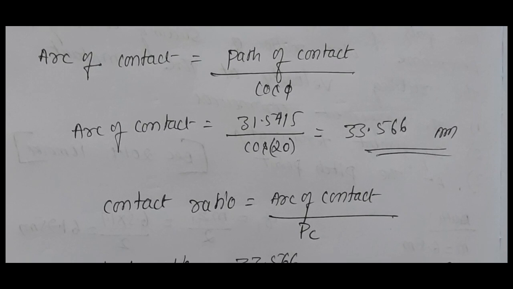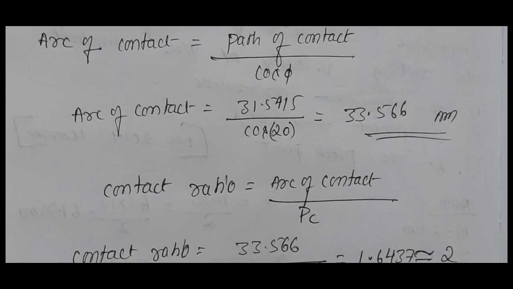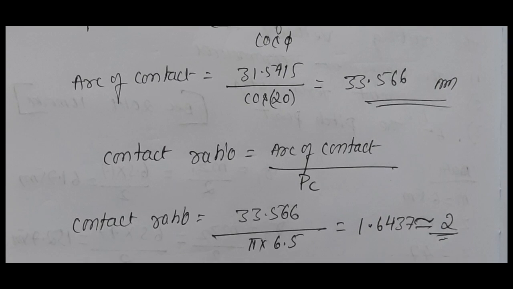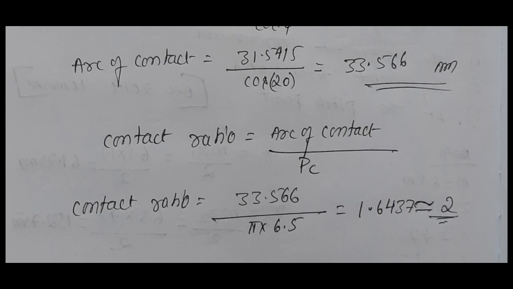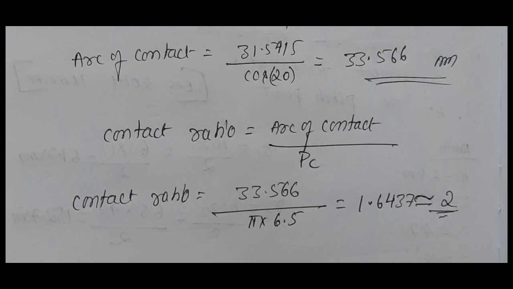Now, if you know the arc of contact, you can easily find out the contact ratio. Formula is what? Contact ratio is equal to arc of contact divided by Pc. P suffix C. What is Pc? Circular pitch. What is circular pitch? Circular pitch is pi m. So contact ratio is equal to arc of contact, 33.566, divided by Pc, which can be written as pi m, pi into 6.5. M stands for module. Module is how much? 6.5.